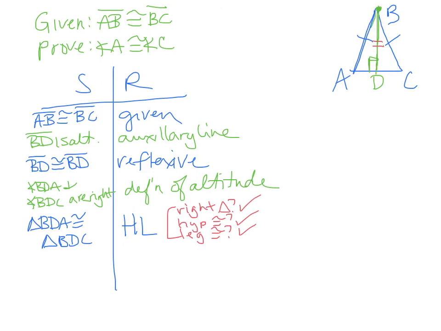Now that those are congruent, I can say that angle A is congruent to angle C by corresponding parts of congruent triangles being congruent. Okay, so that proves that the base angles of an isosceles triangle are congruent.